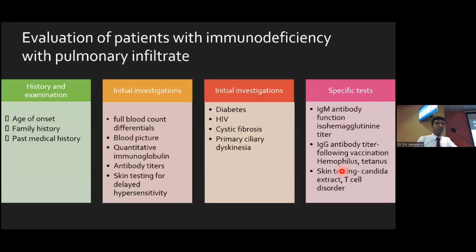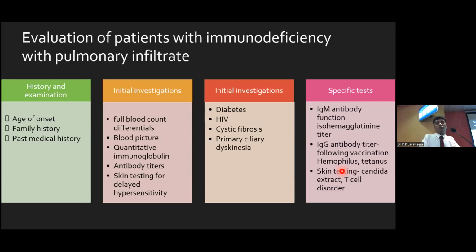So now I have discussed some important infective organisms that can affect an immunodeficient host. If a patient presents to you with an immunodeficiency state and a pulmonary infection, how do you evaluate? The most important thing is the history and examination. The age of onset is very important, as are the family history, past medical history and past illnesses. When investigating, first of all you have to do the basic investigations: full blood count with WBC count and blood picture to look for atypical cells, quantitative immunoglobulins, antibody titers, and skin testing for hypersensitivity reactions as well.